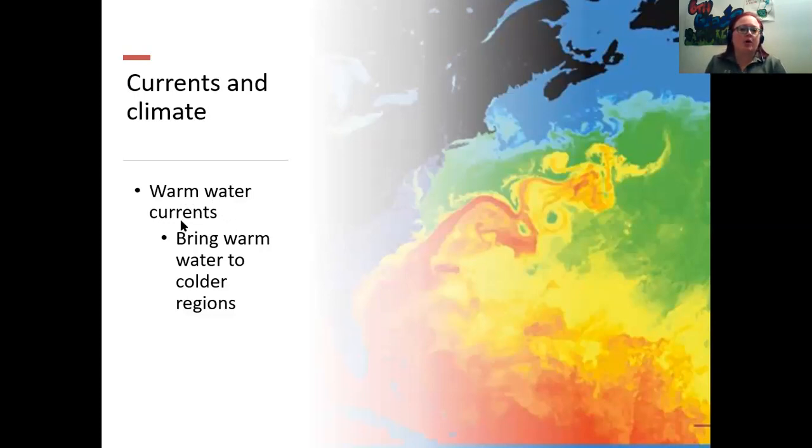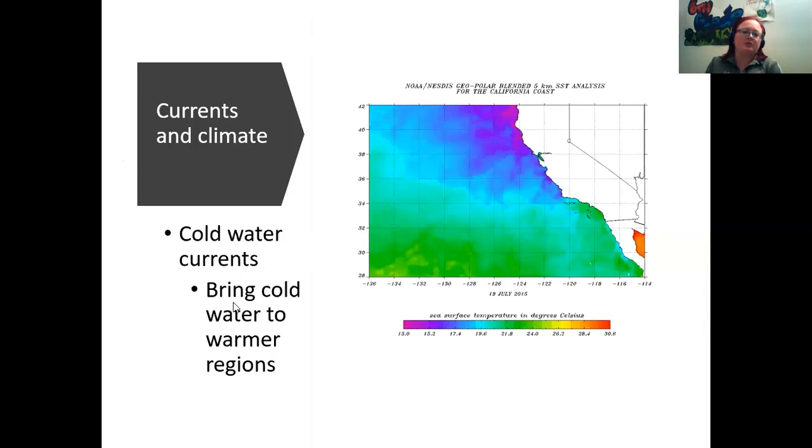Okay, so currents and climate. Warm water currents bring warm water to colder regions. The currents leaving from the equator bring warm water to the colder areas, and cold water currents bring cold water to the warmer regions. So the areas further north or further south of the equator that are colder, when those waters go toward the equator, bring colder water to that area.